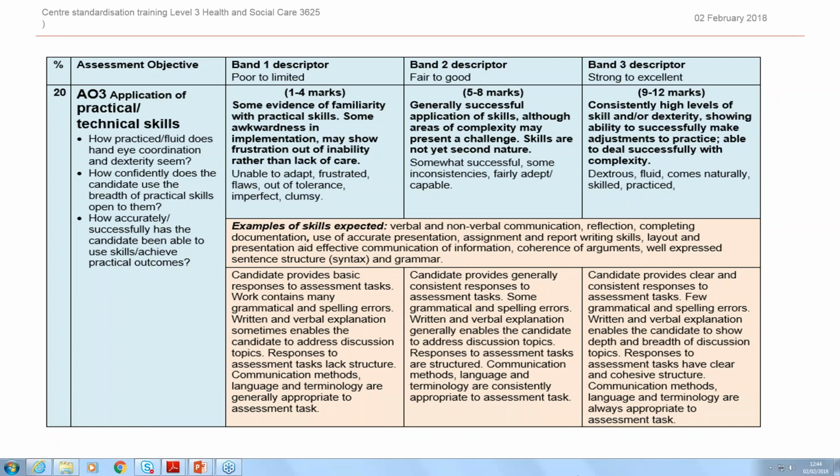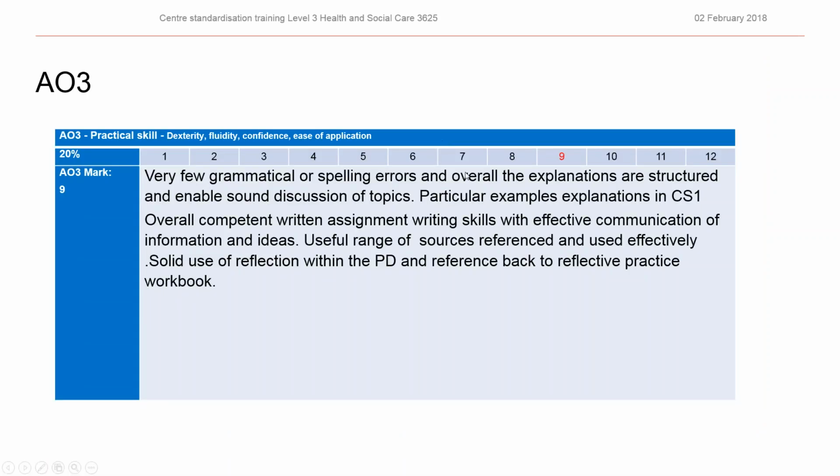So again, with this learner, we felt we could go to the actual mark they've been assessed on. Here we are, we gave them a 9, very few spelling or grammatical errors. And then we've got competent written assignment writing skills, and again, solid use of reflection within the professional discussion and reference back to the reflective practice workbook.